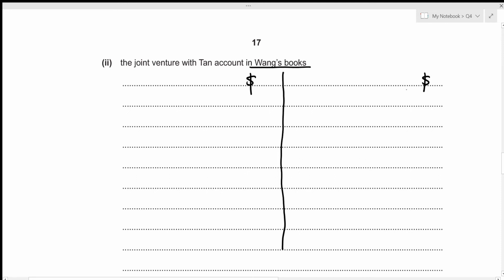This is very similar to what we just did above, so meaning that we record all of our expenses on the debit side and the incomes on the credit side. But now, since we're preparing the joint venture with Tan account in Wang's books, we only record the amounts relating to Wang. So let's have a look at the above information.